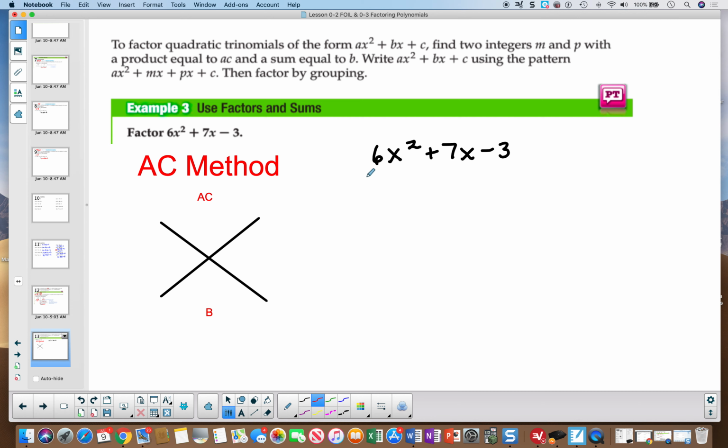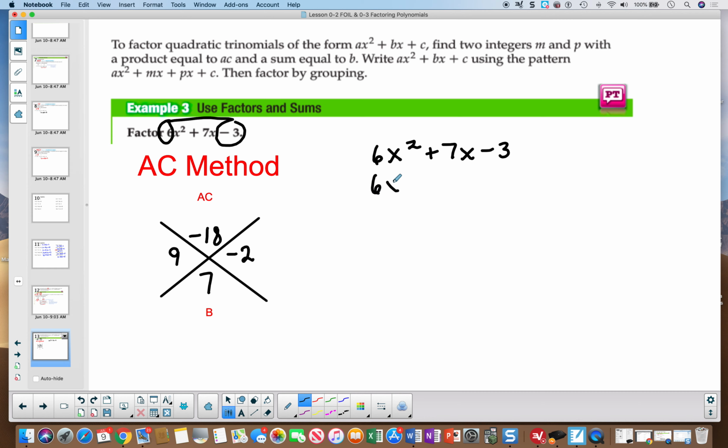Okay, there is a faster way to do it, which we call the AC method. And the AC method is a times c. So you're going to take this a term and multiply it by the c term, and that's going to be negative 18. And what we want to do is find two factors that make 7. This is actually the same problem we just did a few minutes ago. So I'm looking for two numbers that multiply to negative 18 but add up to 7. And remember, we just found them. They were positive 9 and negative 2. These are the two terms that make negative 18 but add up to 7.